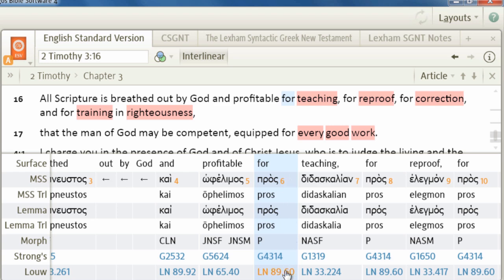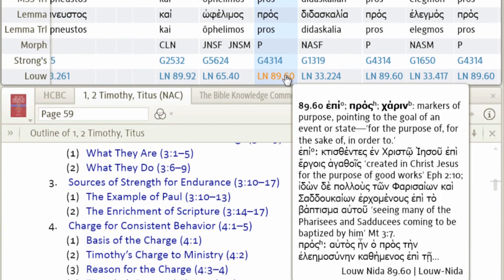I'm going to go down here to the Louw-Nida line and hover over the number, and you can see that this preposition functions as a marker of purpose, pointing to the goal of an event or state, and it can be translated for the purpose of, for the sake of, or in order to.